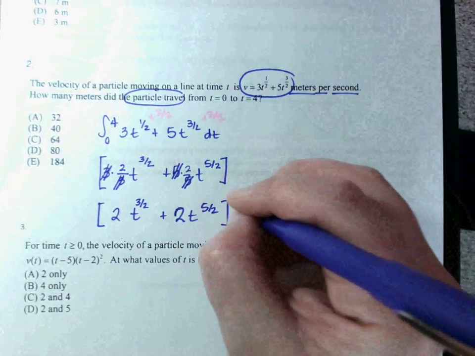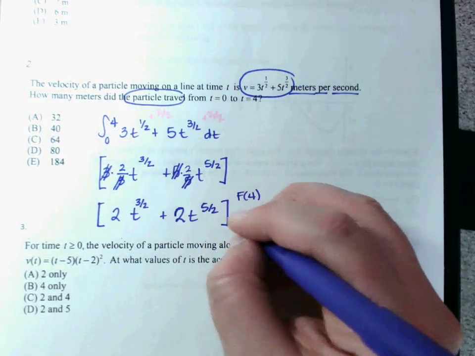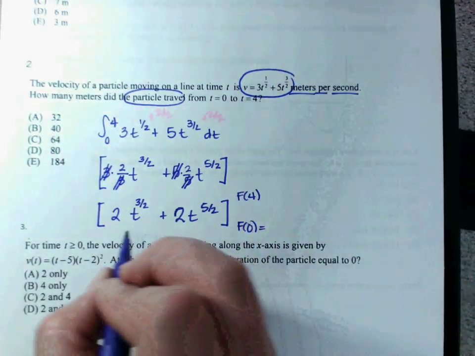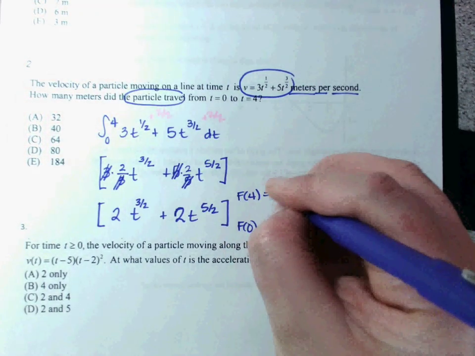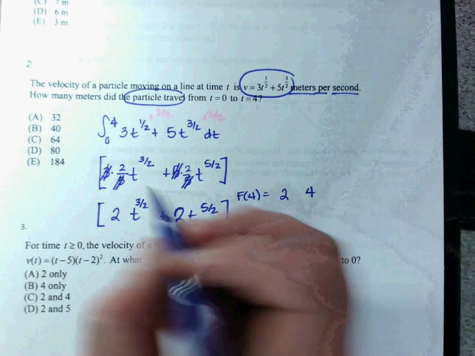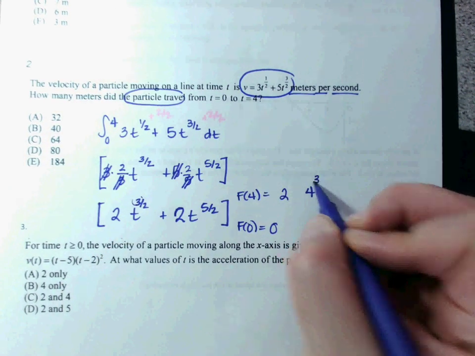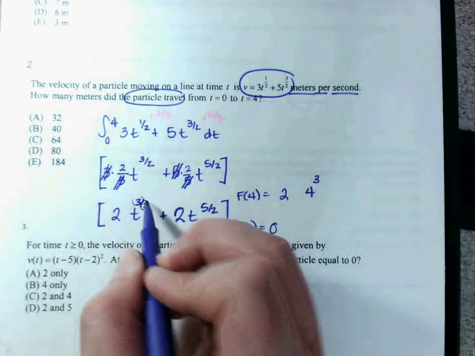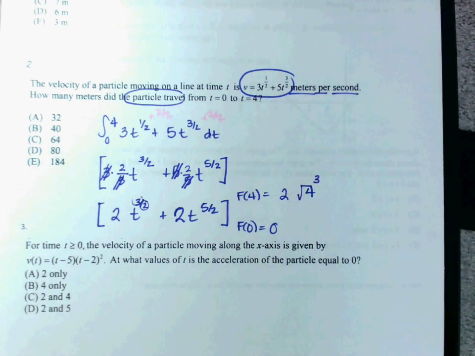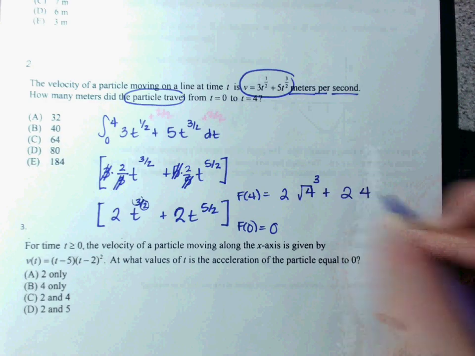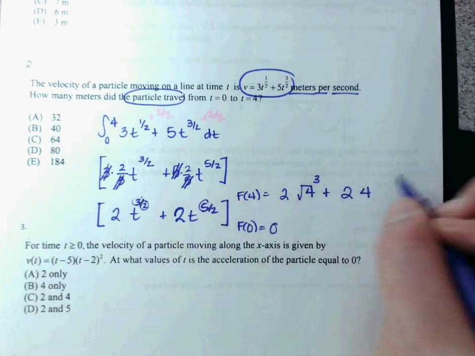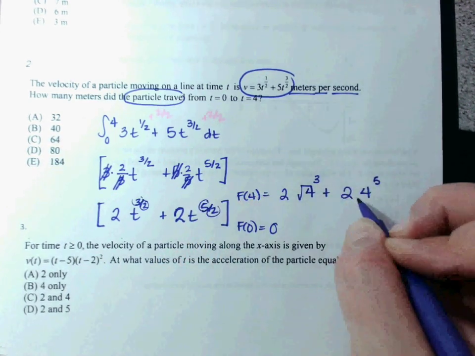Then I'm going to plug in capital F of 4, then capital F of 0. Now, 0 is going to be easy. It's going to just be 0. So plugging in 4, it's 2 times 4, 3 is the power, so cubed, 2 is the index of the root, so it's a square root. Plus 2 times 4, 5 is the power, 2 is the root.